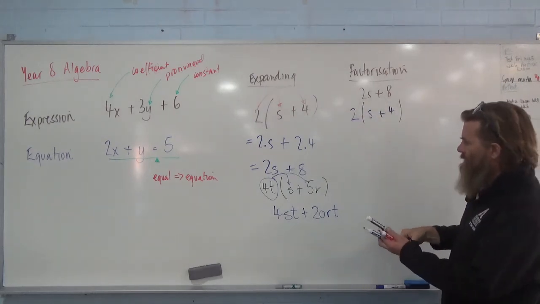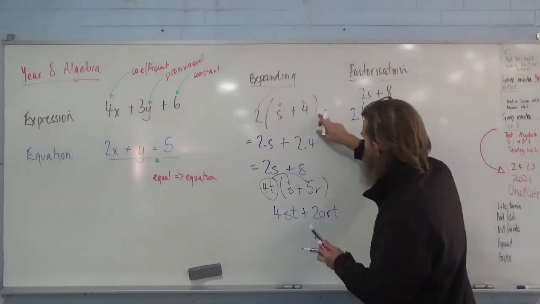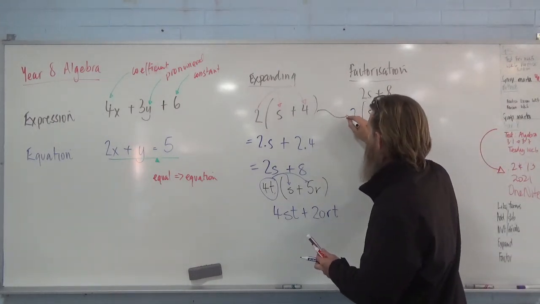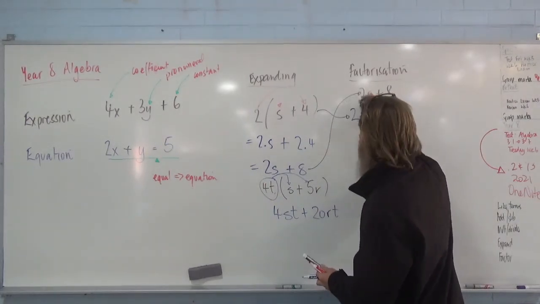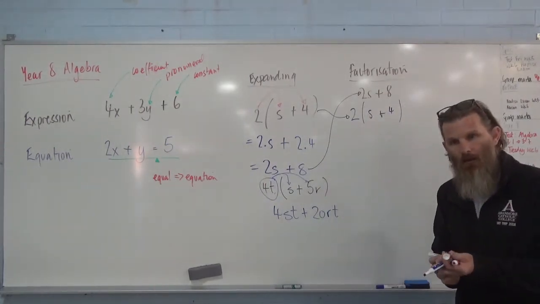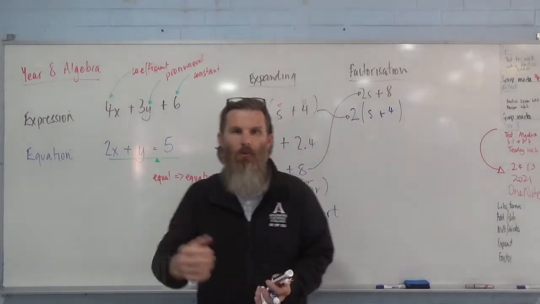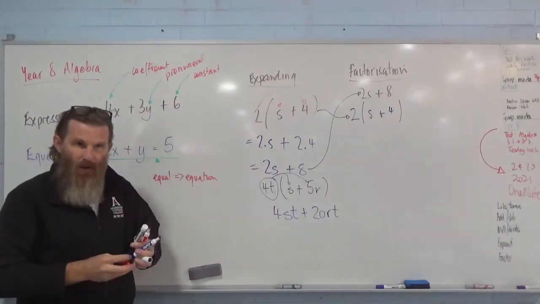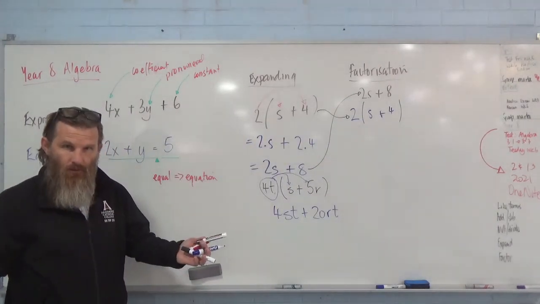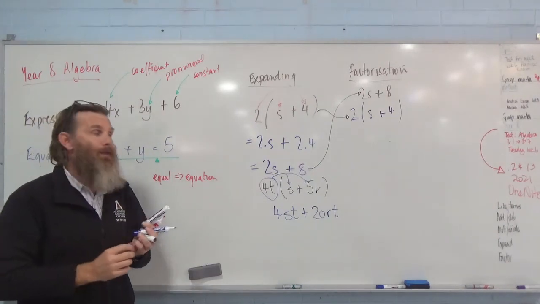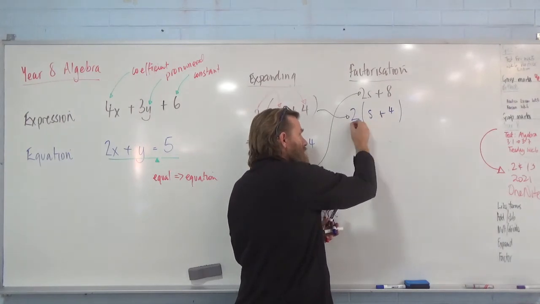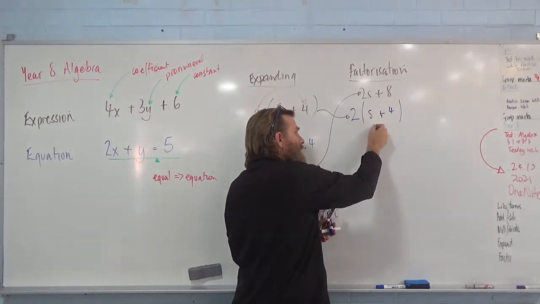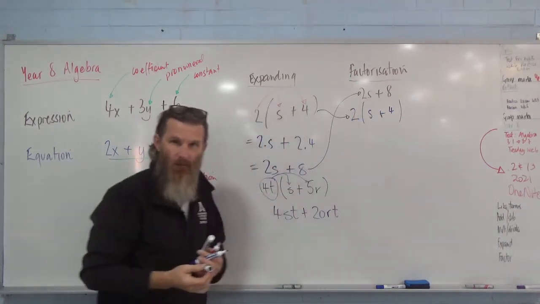Now notice this. My question here became my answer there, and my answer there is my question there. That's what I mean that one process is the reverse of the other. Expanding out, we're getting rid of the brackets. Factorising, we're trying to put it into brackets or into its factors. Factors meaning 2 things that multiply together to give the answer.